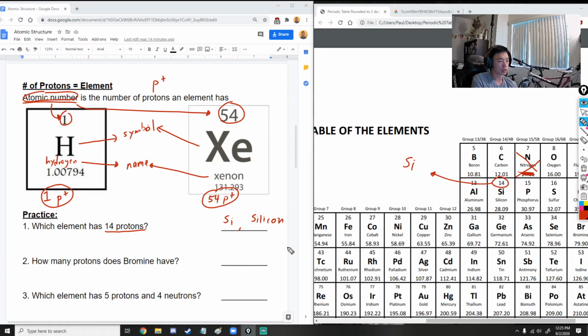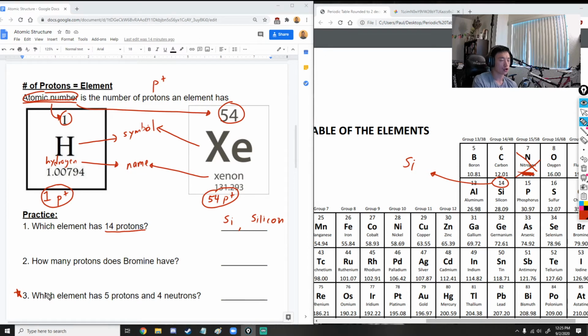All right, so I'm going to give you guys a few minutes now. I recommend that you pause the video and try to figure out numbers 2 and 3. Number 3 might be a little bit tricky, but I think you guys can figure it out. So pause the video right here, try numbers 2 and 3, and then come back to it.